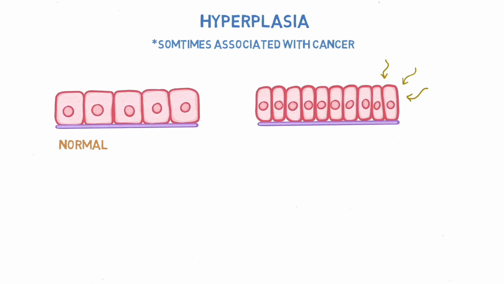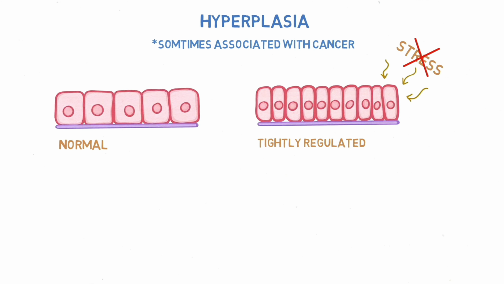Now, one problem with hyperplasia is that it's sometimes associated with cancer. Normally, hyperplasia is an adaptive response to stress, so it's a tightly regulated process, meaning that tissue doesn't grow out of control, and in hyperplasia, the process stops if the stress factors are eliminated. That's different from cancer, where there's uncontrolled cell division.